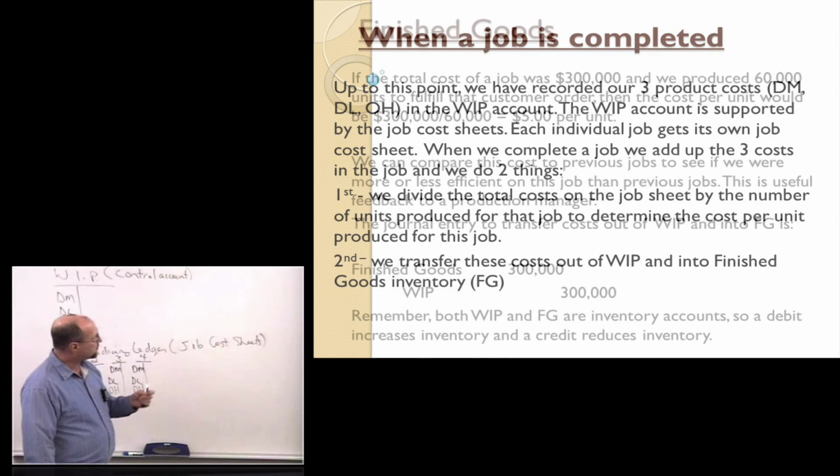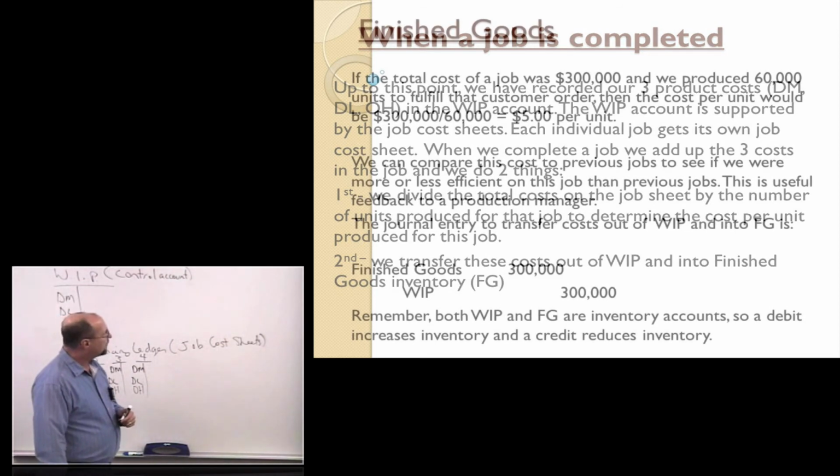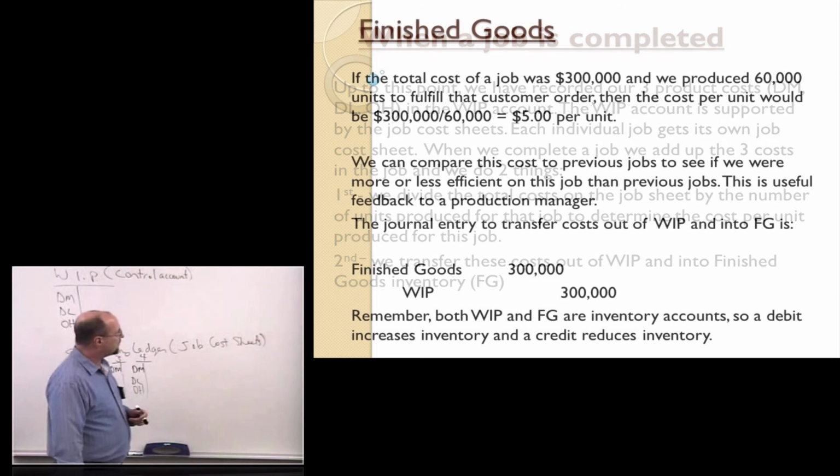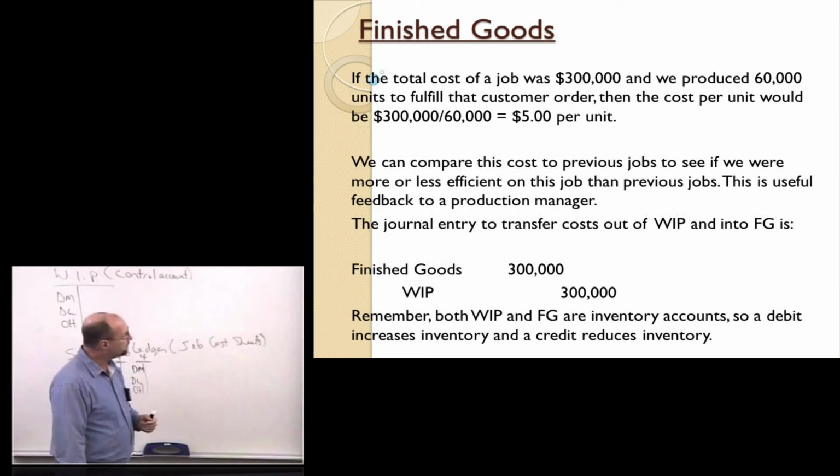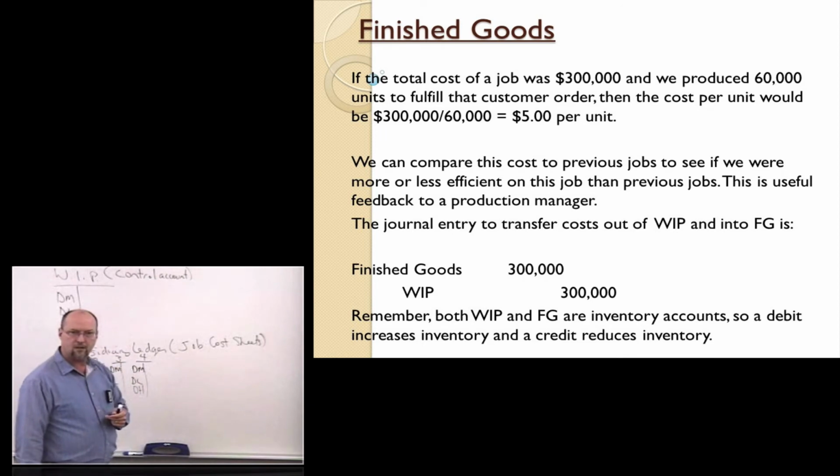Okay, so let's just say, for example, this particular job cost us $300,000. That's my direct materials, my direct labor, and my overhead. We produced 60,000 units to fulfill this customer order. 300,000 divided by 60,000 units, it costs us $5 per unit. Now we would compare that to previous jobs where we made pretty much the same product. Okay, might have been some little cosmetic differences. We can see, did we do it efficiently, inefficiently, and we can investigate the reason why.